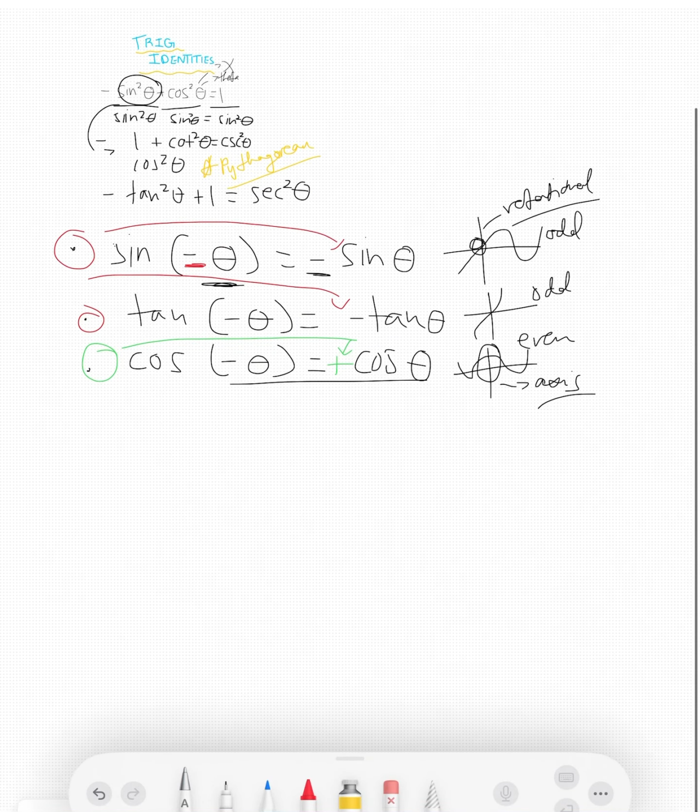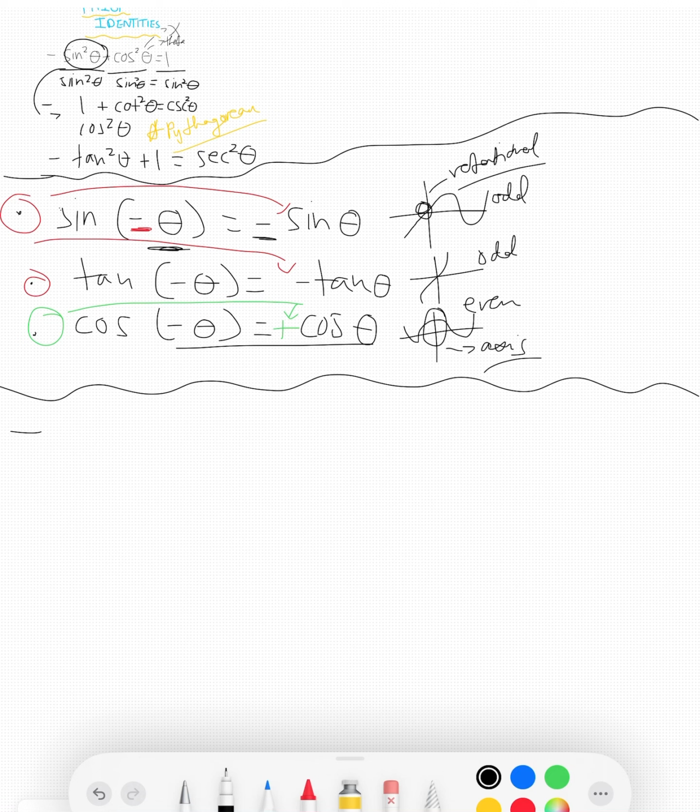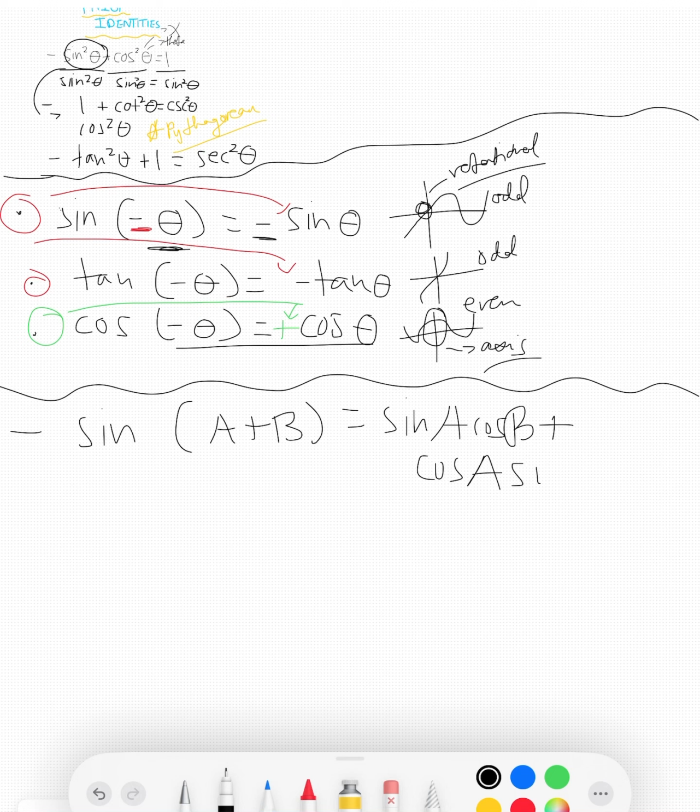Let me get some more space here. Now we have our sum and difference identities, so let's go over those. This was one section, and this was another section. Now let's write this out here. Sine of A plus B equals... okay, so that's our sum identity.